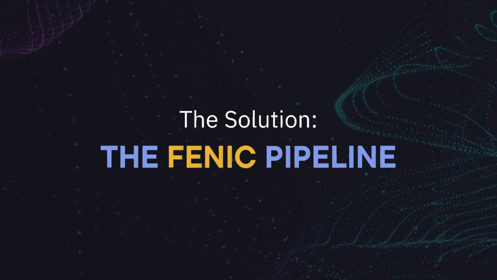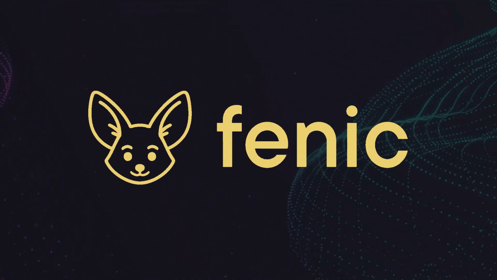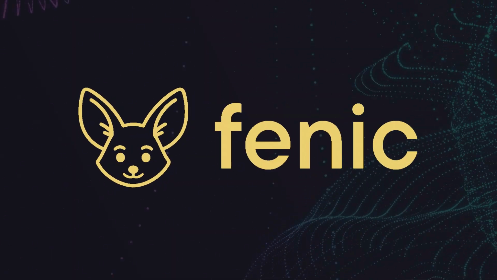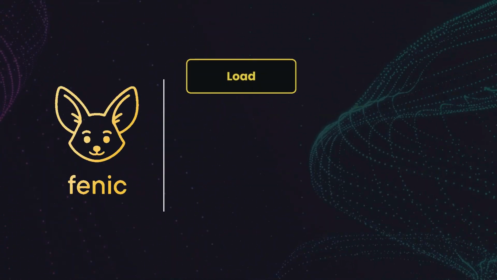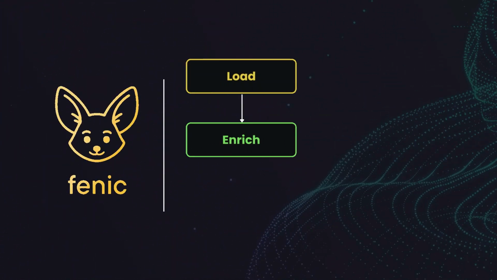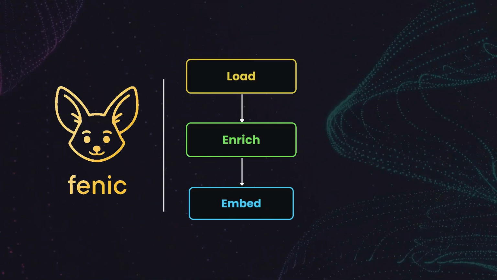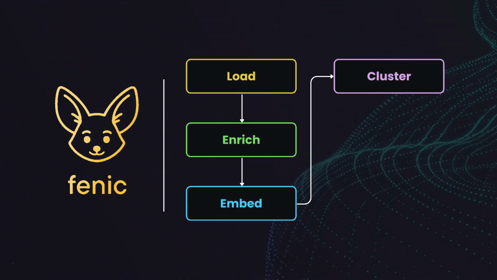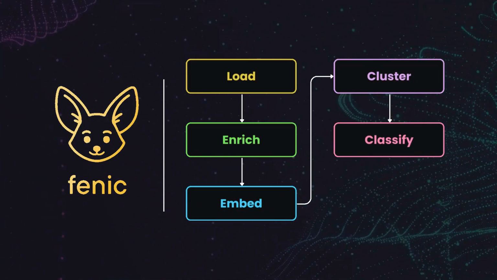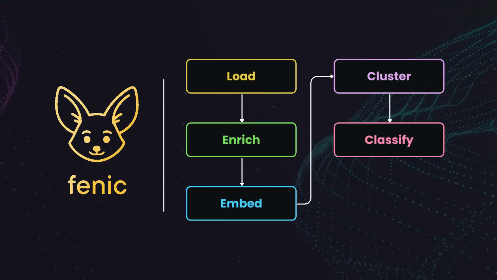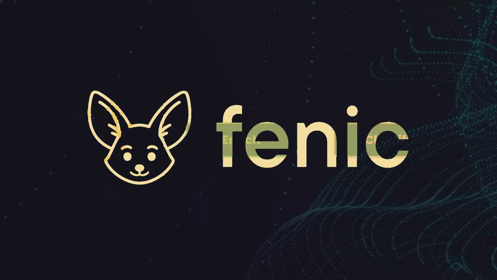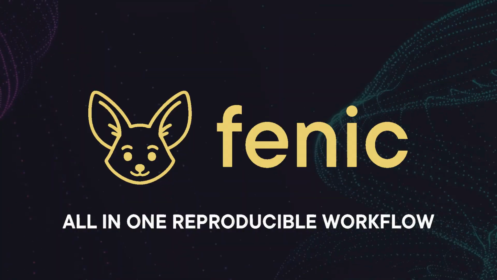Enter Fenic, a PySpark-inspired DataFrame framework built for AI applications. This pipeline ingests your articles, adds cheap features like length and code presence, generates embeddings, clusters similar content, classifies narrative intent, estimates complexity, and exports agent-ready features, all in one reproducible workflow.